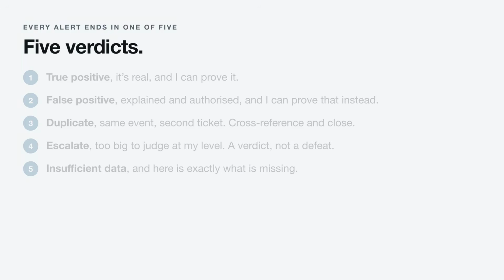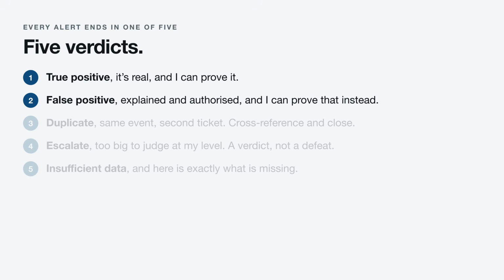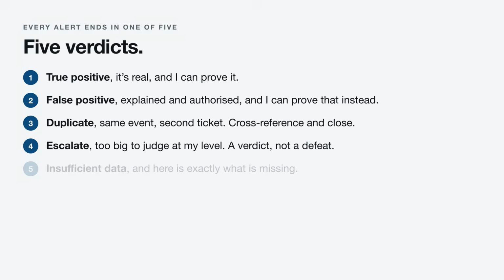Okay, a concept I want you guys to lock in, because knowing this is half the calm. Every alert you will ever triage ends in one of 5 verdicts. Only 5. True positive: it's real, and I can prove it. False positive: the rule fired, but the activity is explained and authorized, and I can prove that instead. Duplicate: same event, second ticket, cross-reference, and close. Escalate: real or too big to judge at my level. Package it and hand it up.